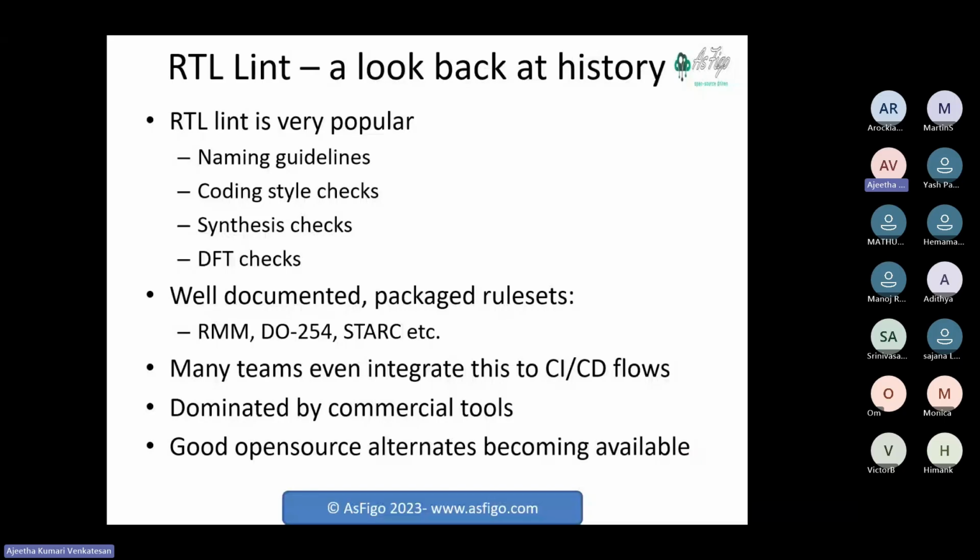So the moment you say lint, it is obviously RTL lint. It's quite popular. When you talk about lint, what you can think of is naming guidelines and then coding style checks and maybe the synthesis and some mismatches. Those checks you want to focus on, and of course DFT. For these kinds of checks, it's quite popular and it is well documented, and also it comes with its own set of package rule sets. Popular ones are the RMM, reusable methodology manual, and then the STARC as well as others, and so on. So with these checks, is that enough?